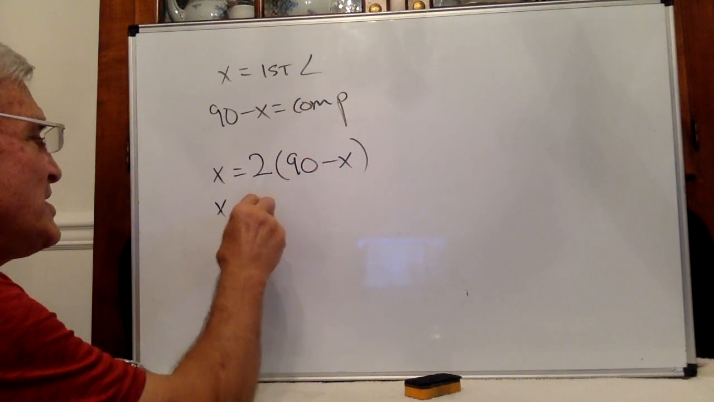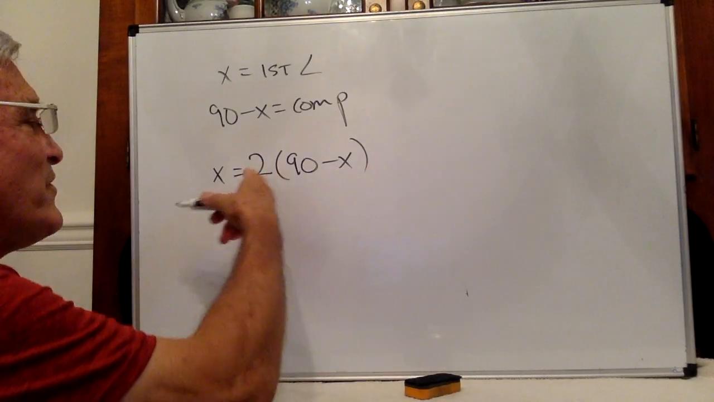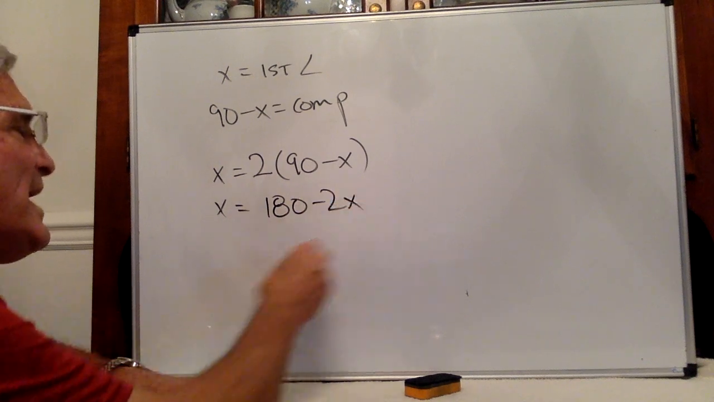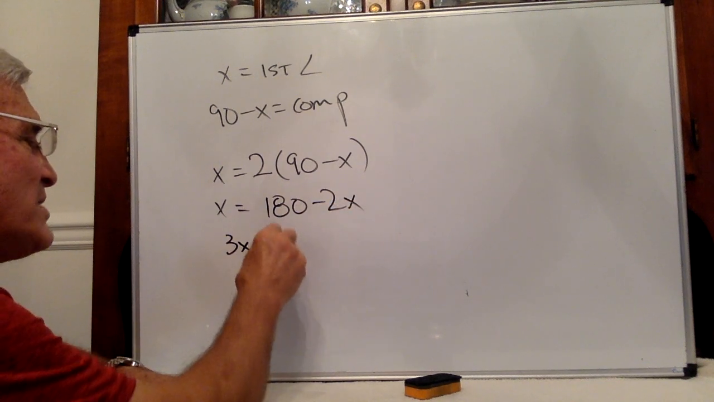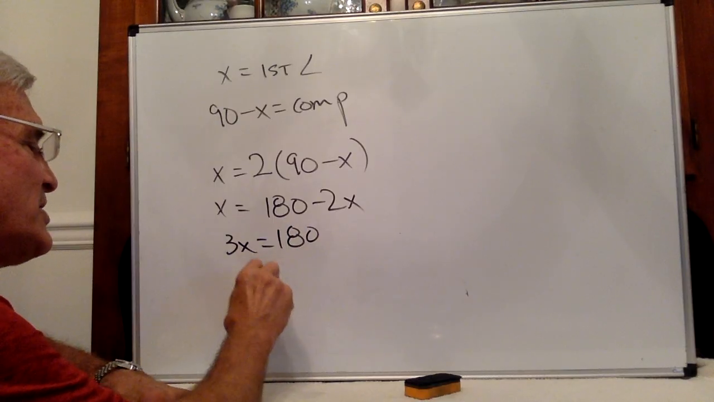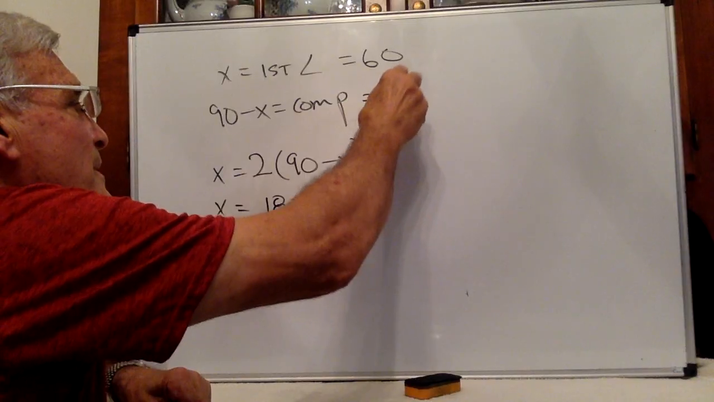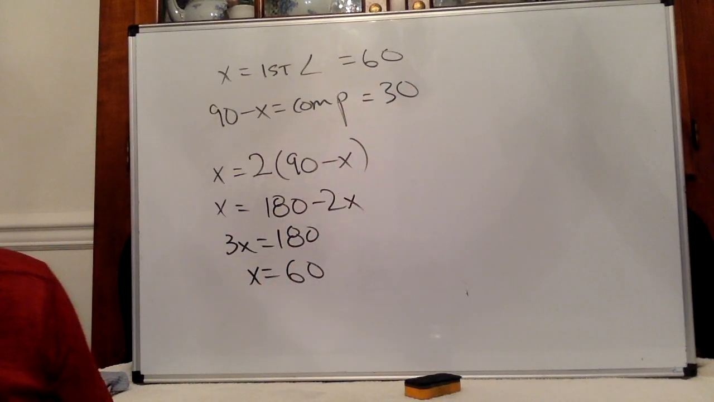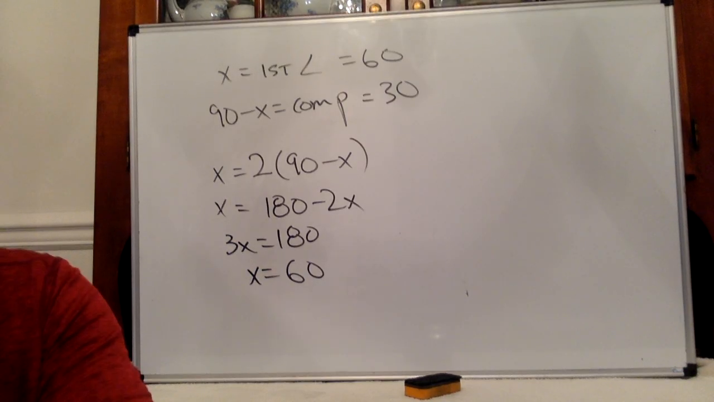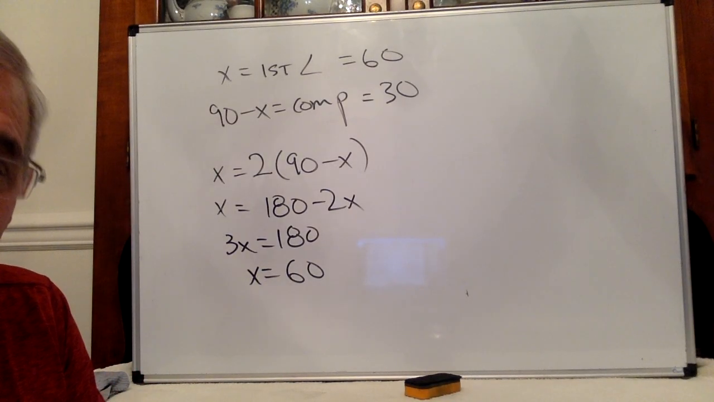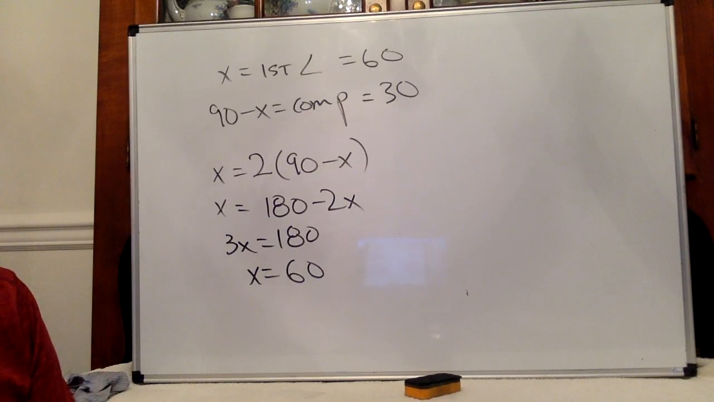So you get x is equal to, use the distributive law, 2 times everything inside is 180 minus 2x. Add the 2x to both sides, 3x equals 180. X therefore equals 60. So the angles are 60 and 30. It said one of two complementary angles is twice the other. Find the measure of the angles. They're 30 and 60. And again, you could have done this in two variables. I recommend you do it in one.